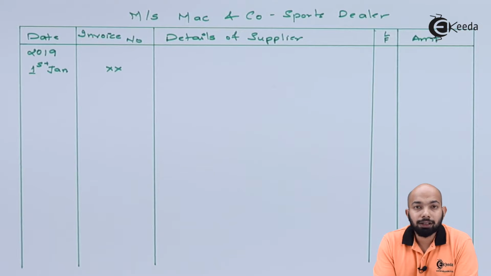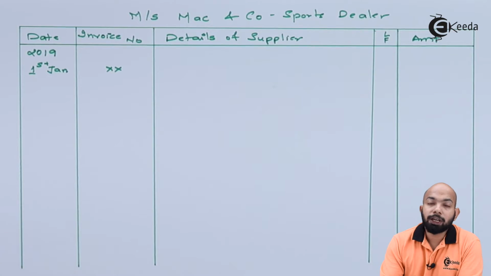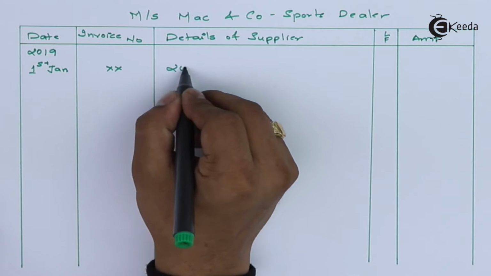Now the first transaction refers to some purchase amount. Hence we'll go through that transaction again and we'll mention the transaction. It has been purchased from one specific vendor, which will be mentioned in the name of supplier or the details of supplier column. Let's go ahead and see the first transaction.